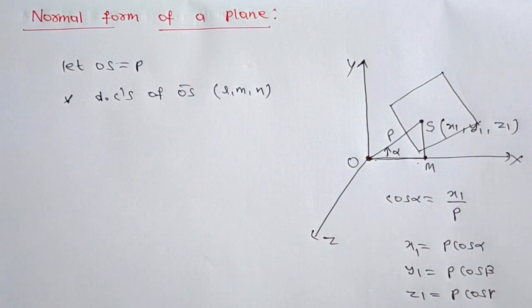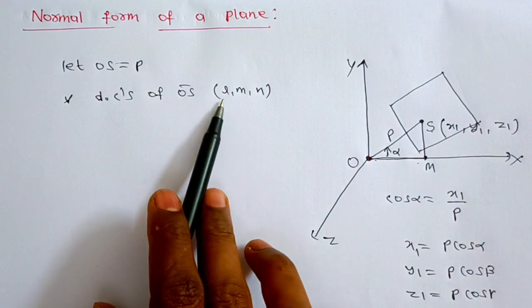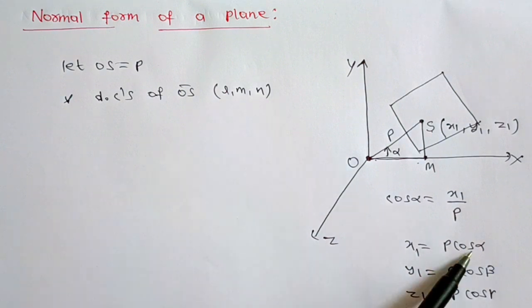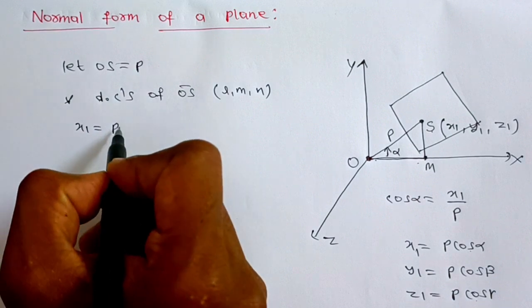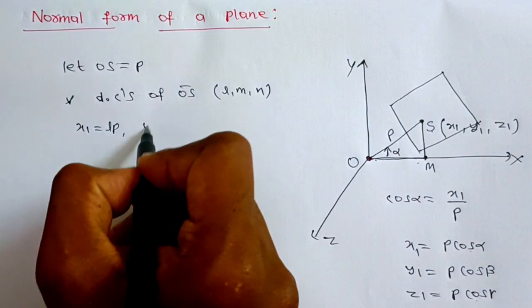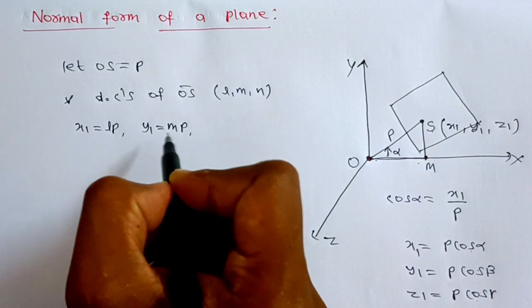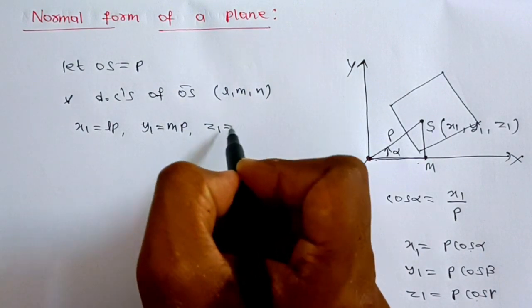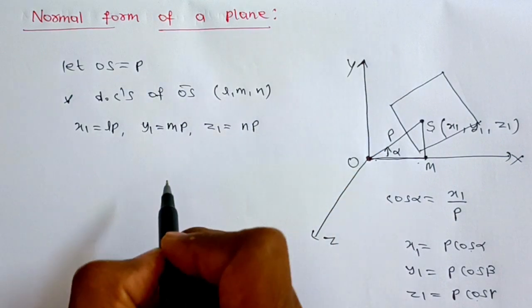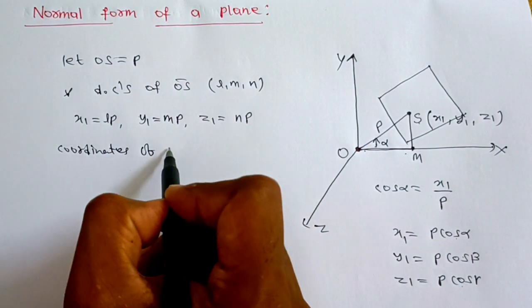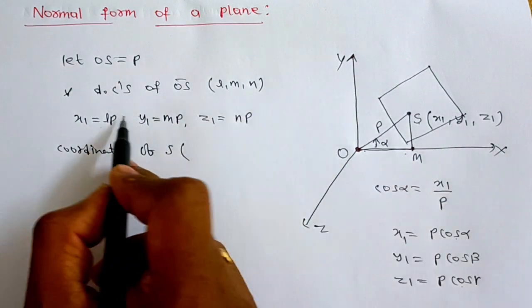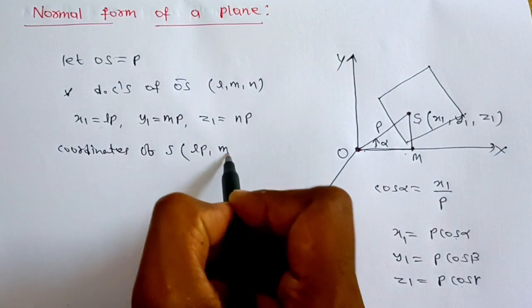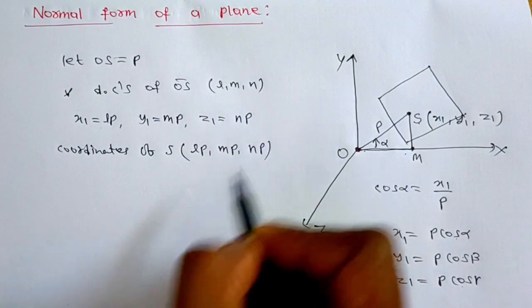Similarly, y1 is equal to P cos beta, and z1 is equal to P cos gamma. We know that DCs are denoted by l, m, n. Here cos alpha, cos beta, cos gamma are l, m, n. Now we can consider x1 equals lP, y1 equals mP, and z1 equals nP. Coordinates of S, that is x1, y1, z1, mean lP, mP, nP.